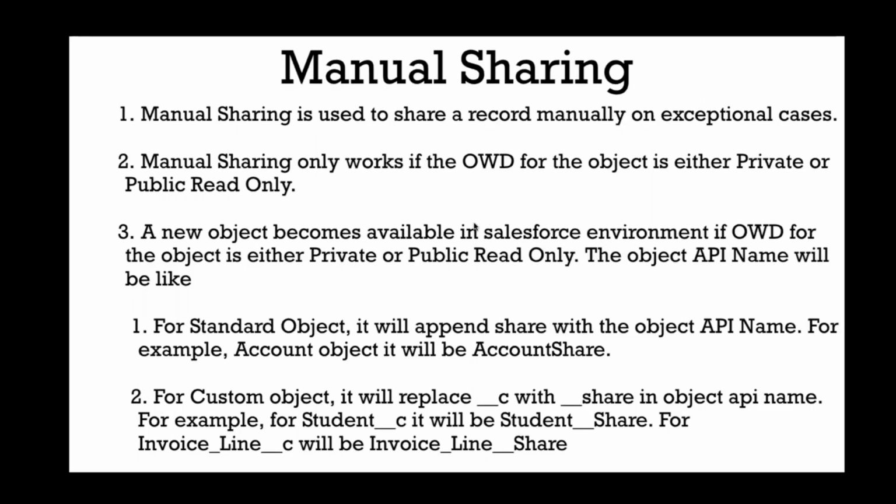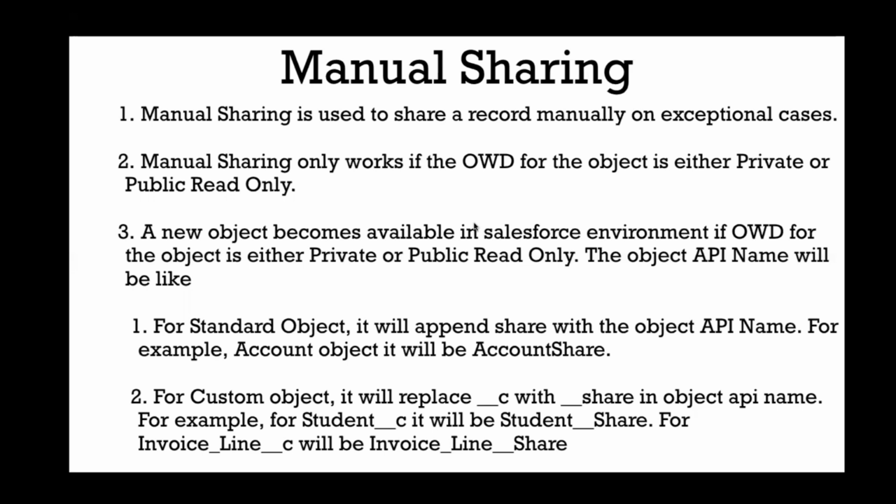So those share objects for standard objects are already available. The API name will always append Share to the object API name. Suppose we have a standard object called Account. The share object will be AccountShare, where it stores the information of shared records, with whom that particular record has been shared. If you have a standard object called Opportunity, then the object will be OpportunityShare. For Case, it will be CaseShare. For Lead, it will be LeadShare.